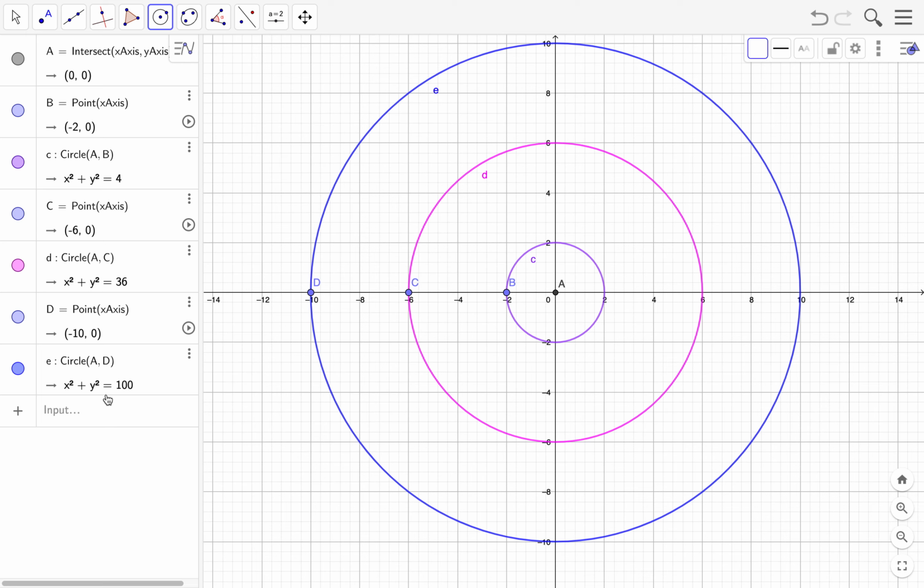So we discussed this and I asked you to talk to the people around you and come up with a generalised formula for this, and you noticed straight away that the equation was always equal to the radius squared. Always. So that's the first thing we noticed.